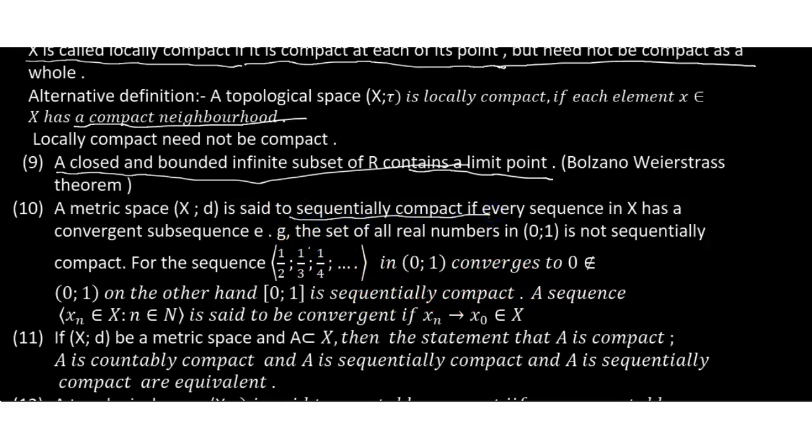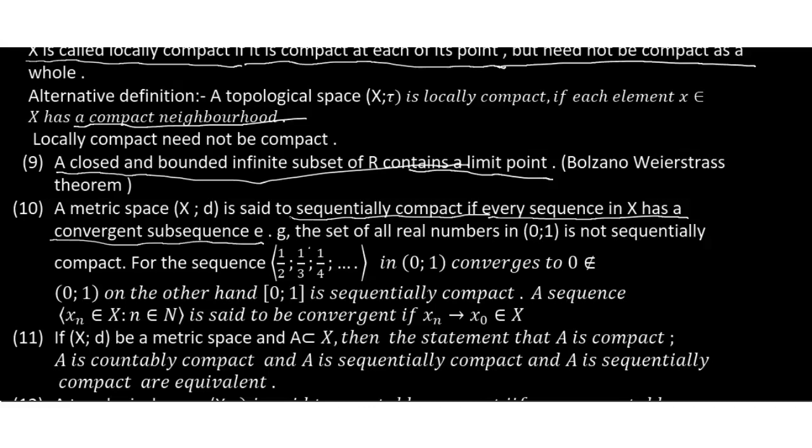A space is sequentially compact if every sequence in X has a convergent subsequence. The set of all real numbers in (0, 1) is not sequentially compact, for this sequence in (0, 1) converges to 0, which does not belong to (0, 1). On the other hand, [0, 1] is sequentially compact.